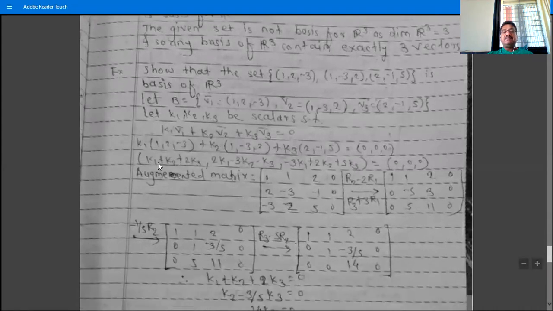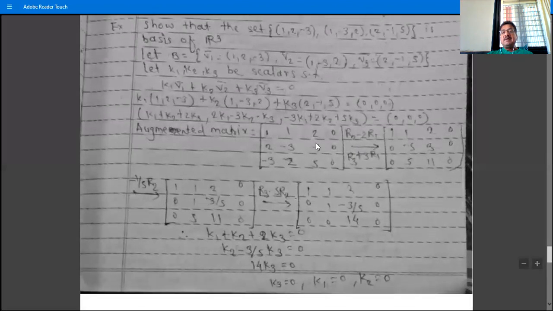And then we have the system: K1 plus K2 plus 2K3 is equal to 0, 2K1 minus 3K2 minus K3 is equal to 0, minus 3K1 plus 2K2 plus 5K3 is equal to 0. Write that system, and then we have to solve the system using the augmented matrix. So the coefficients of K1, K2, K3 are 1, 1, 2, 0, and so on. We have to reduce this matrix to echelon form. So this is 1. Now we have to reduce these elements to 0. So the operations are R2 minus 2 R1 and R3 plus 3 R1.